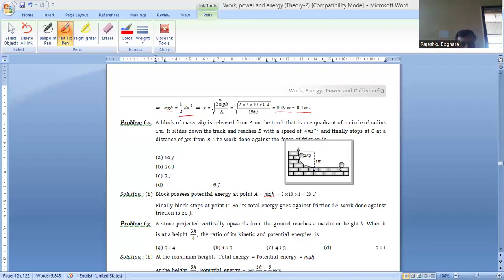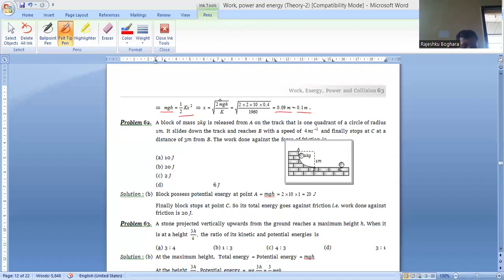So 10 into 5, 50, 10 into minus 3, minus 30, 10 into 6, 60. So 20 plus 60, 80, joule per second.